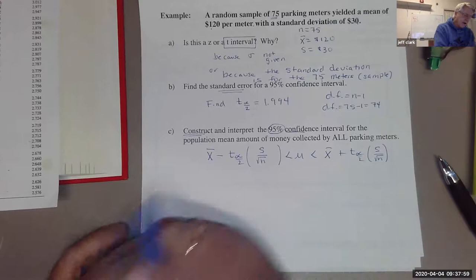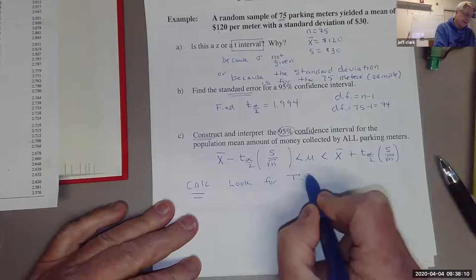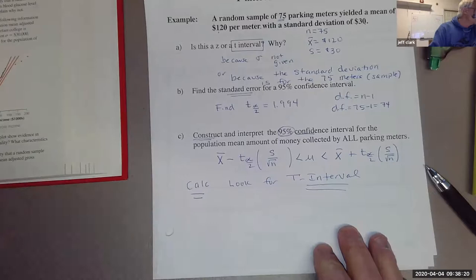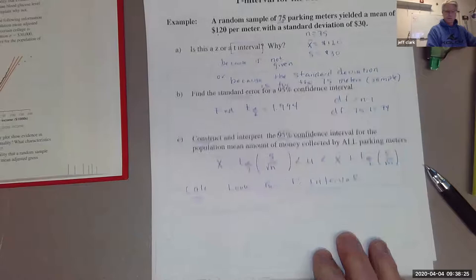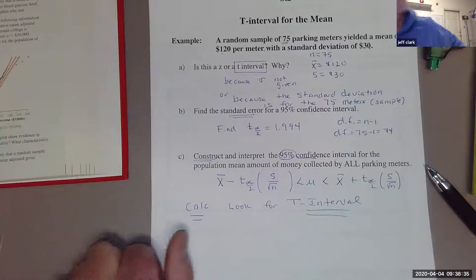in your calculator, look for t interval in your calculator. Now, your t interval, if you want to do it the shortcut method, and let me find my calculator. I don't know where that is. Well, that's interesting. It is here. That is weird. I'm looking for my calculator. Oh, I found it way over here by my book.